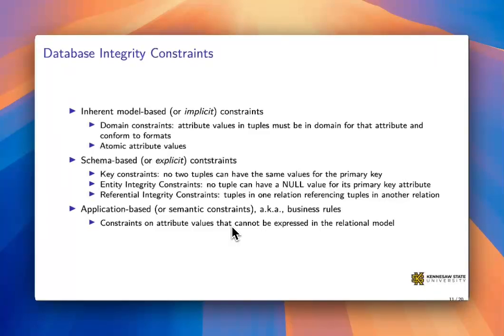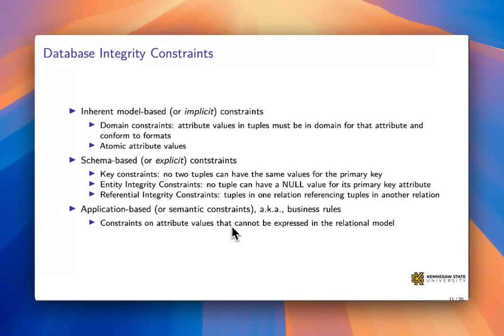Entity integrity constraints, which means that no tuple can have a null value for any part of the primary key. Remember, in general, primary keys can be a single attribute or a combination of attributes, and no part of the primary key can be null. And then referential integrity constraints, which occur when tuples in one relation reference tuples in another relation. We'll say a lot more about that in just a few minutes.